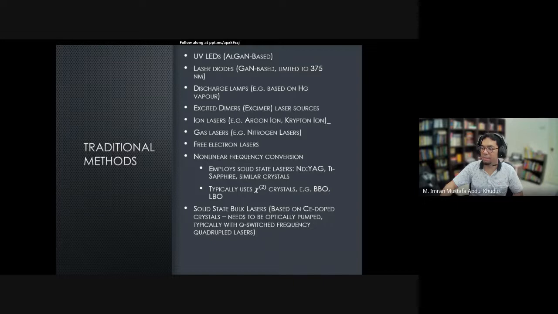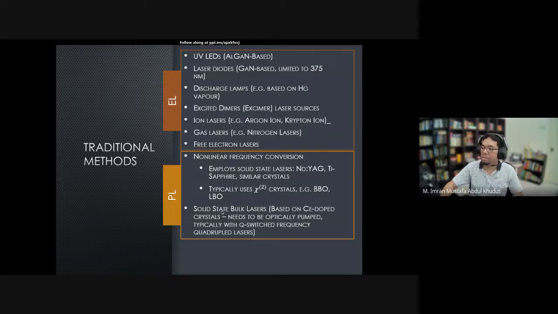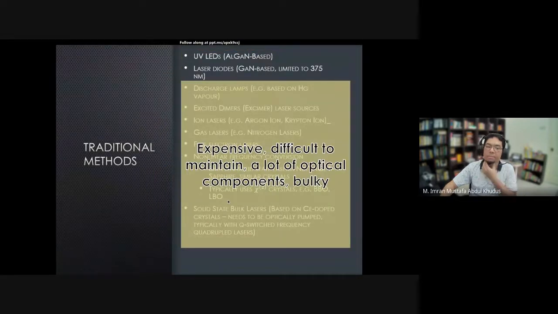We do also have solid state bulk lasers, for instance based on cerium doped crystals. This is slightly more tricky to work with, because cerium has a low band gap. This is similar in a sense to solid state lasers, but less commercial, shall we say. So typically you can have something like EL, electroluminescence here, and then PL here. The problem with these systems is typically they are expensive, they're difficult to maintain, and a lot of optical components are bulky. I mean, it's not a comprehensive list.